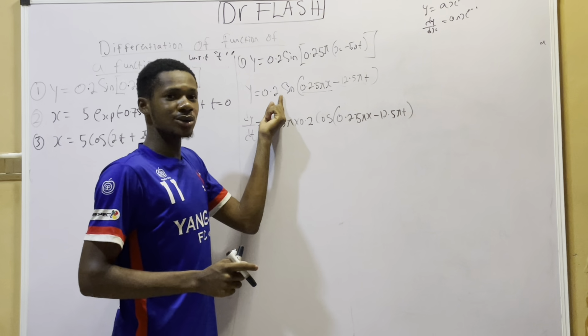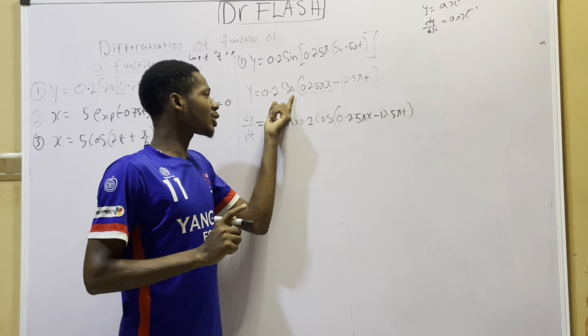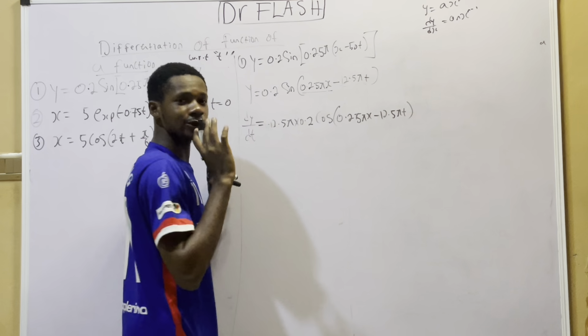Initially there's 0.2 outside, so write it. When you differentiate sine, that's step 2 now. Differentiate sine, you get cosine, you write cosine, you write the function again, that's it. Okay, so from here we'll simplify our differentiation.